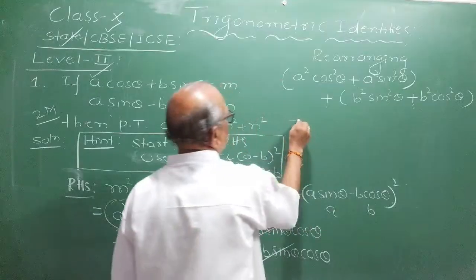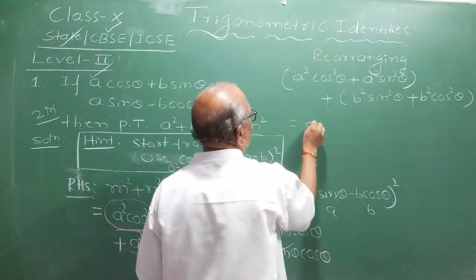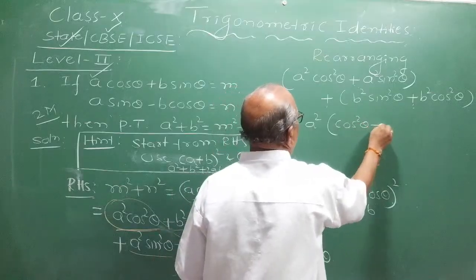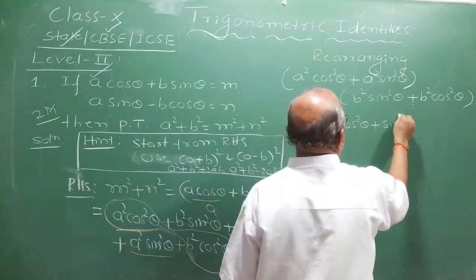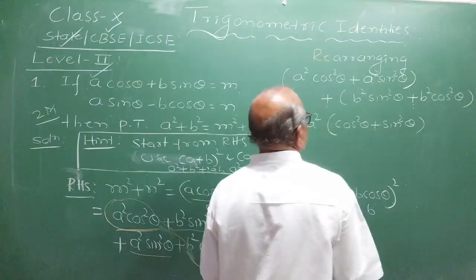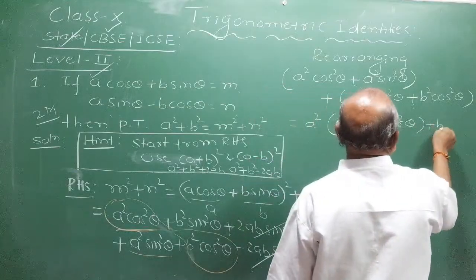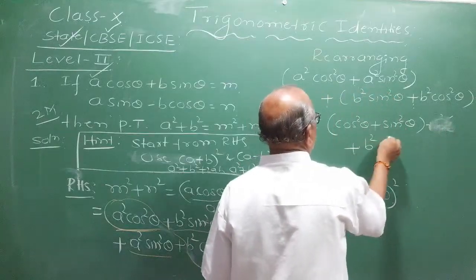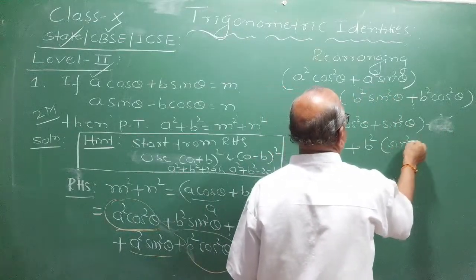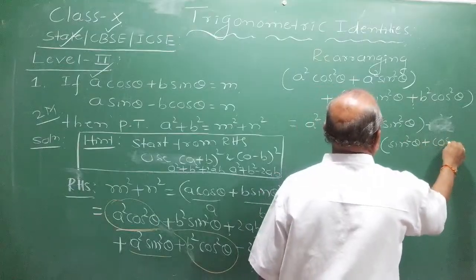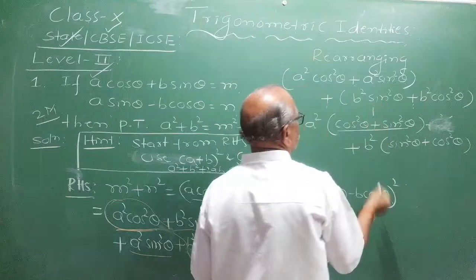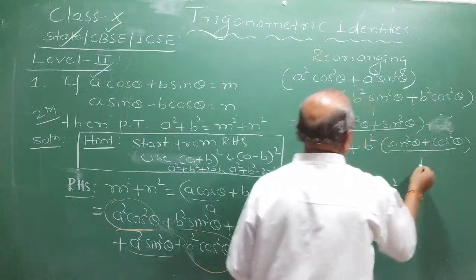Very easy question. If you take A square common in it, what you are left with? Cos square theta plus sin square theta. In the second one, if you take B square common, what you are left with? Sin square theta plus cos square theta. Use identity. Cos square theta plus sin square theta becomes 1. Sin square theta plus cos square theta becomes 1.